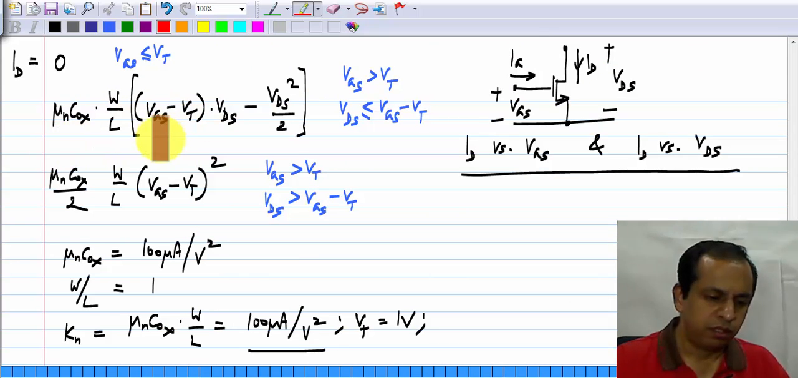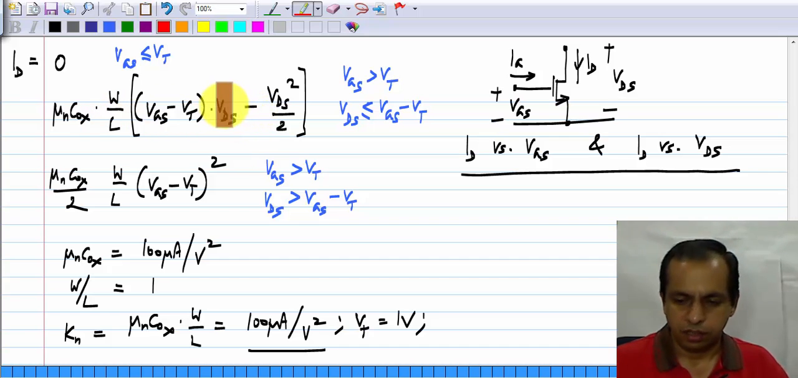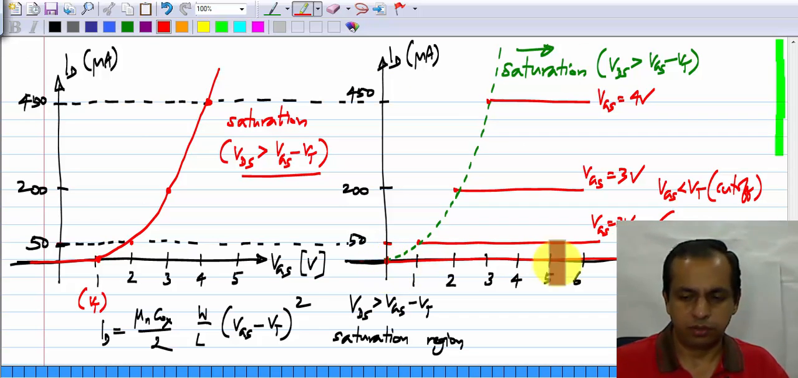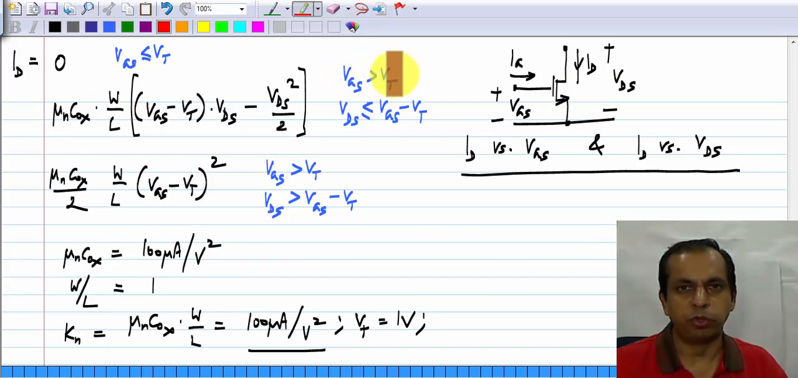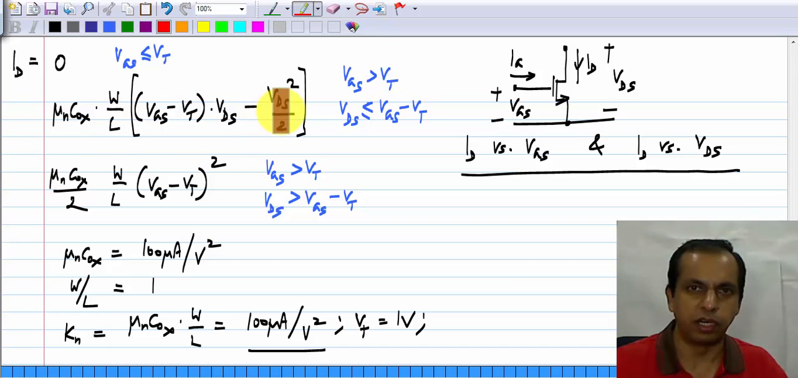Now here clearly the current very much depends on VDS. In fact, you know that for VDS equal to 0, the current will be 0, right? No matter what VGS you have, VGS could be more than VT, but if VDS is 0, this entire number is 0 and the current will be 0. And that's a useful thing to remember also.